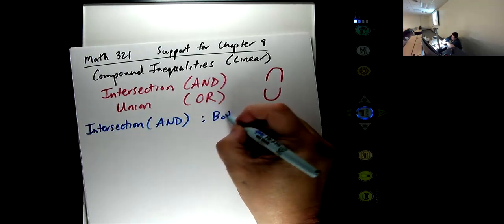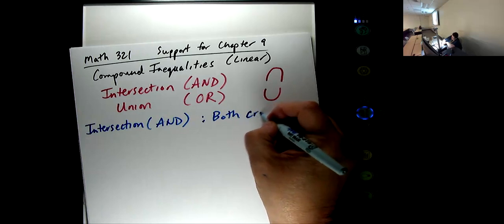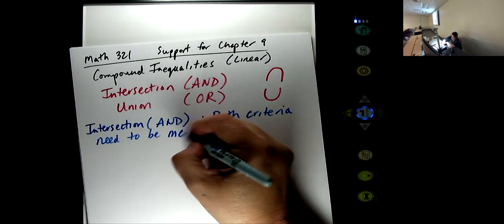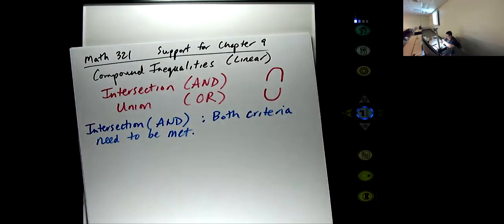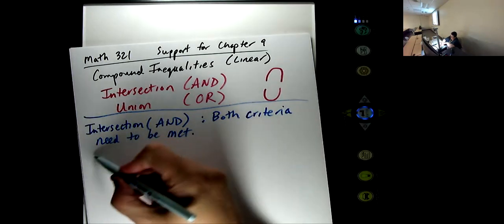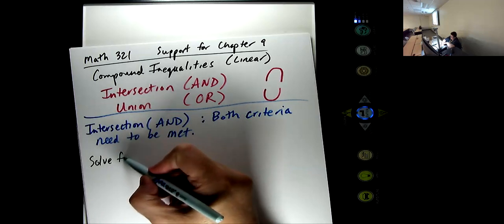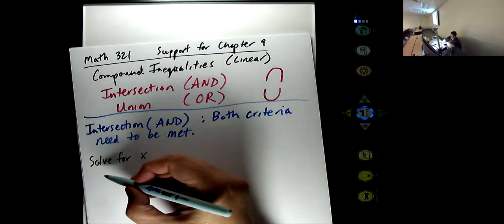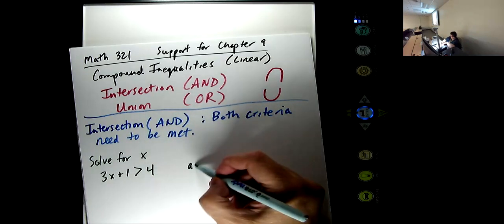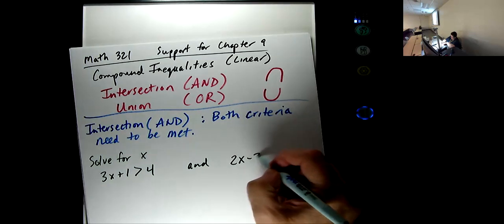Both need to be true. Both criteria need to be met. It's an and situation. So what I mean by that is we will solve for x, and we will have 3x plus 1 is greater than 4, and 2x minus 3 is less than 7.